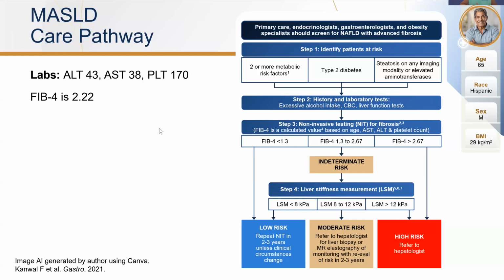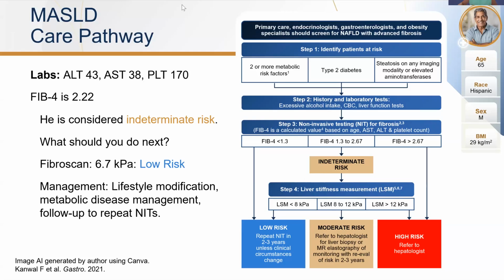And then our high risk patients obviously are people who probably have very low platelets, elevated FIB4 greater than 2.67, and on their liver stiffness evaluation, it's really high, their kPa is greater than 12.